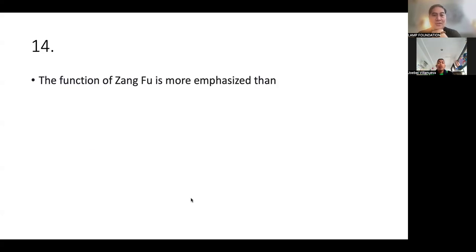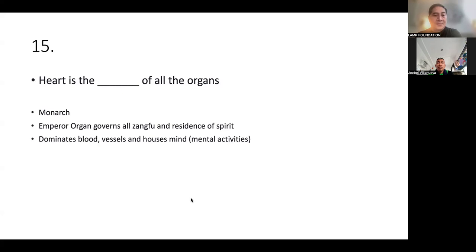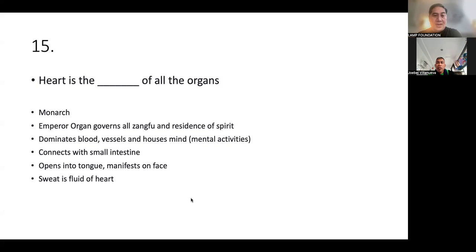Okay. The function of Zang Fu is more emphasized than the structure of it. Heart is the monarch of all the organs. The emperor organ governs all Zang Fu and is the residence of the spirit or Shen. It dominates the blood vessels and houses the mind or mental activities, connects with the small intestine, opens into the tongue, manifests on the face, and the fluid is sweat.